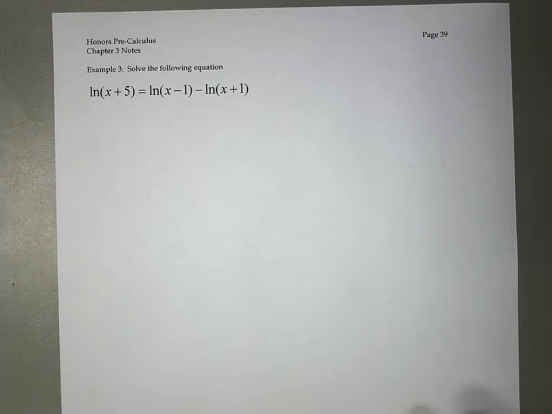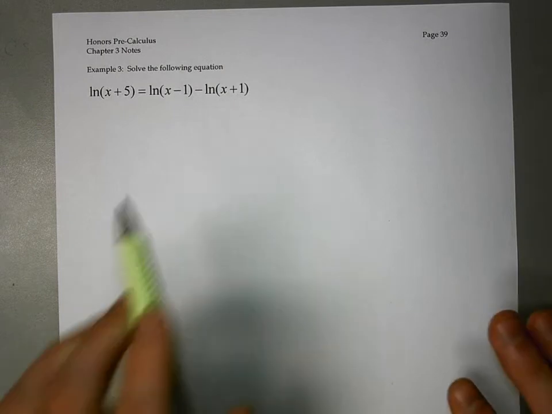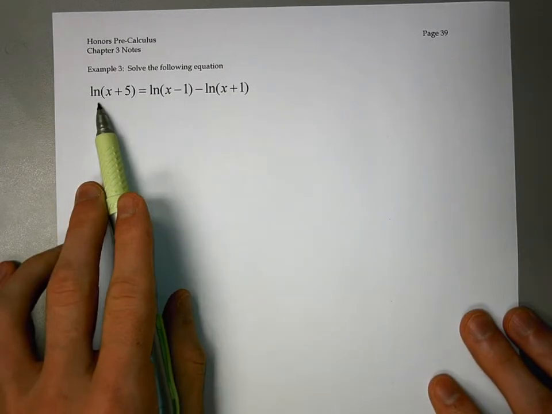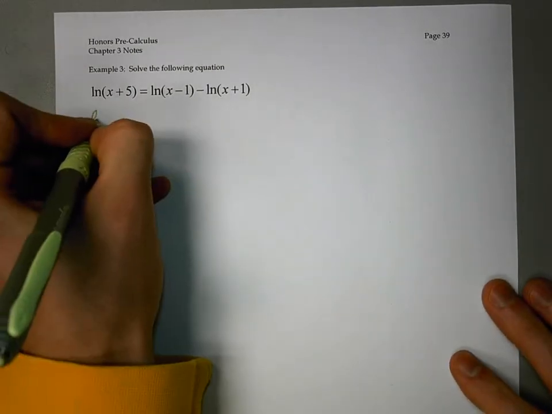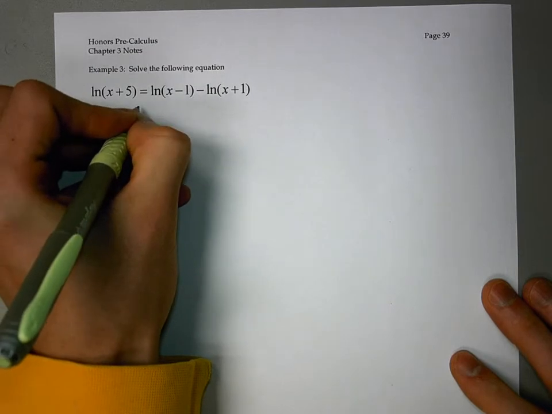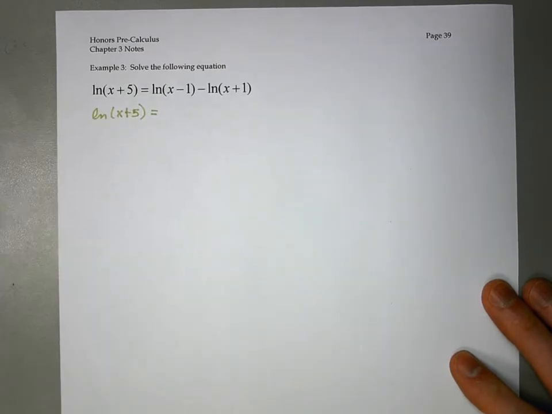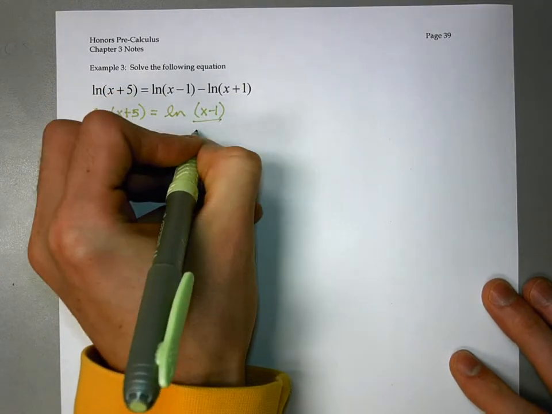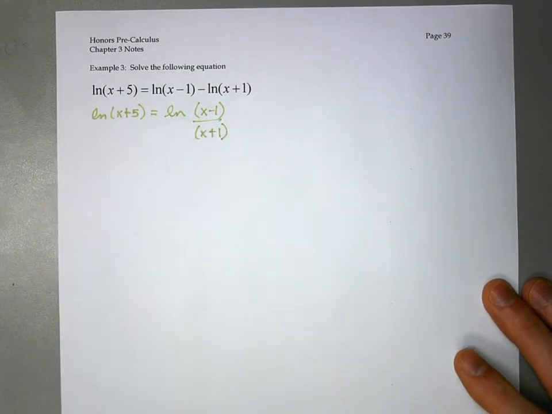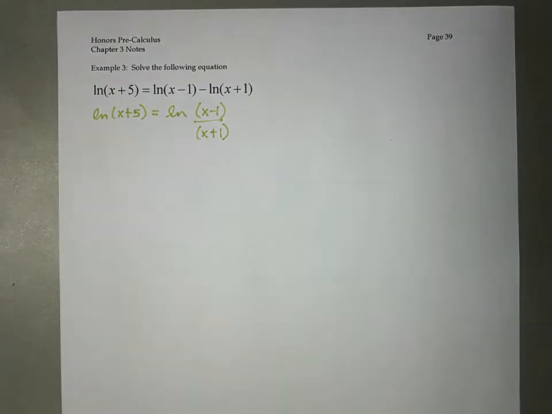And if I want to combine that into a single natural log, I can use the quotient property. The nice thing about that then is I'll have a single log on the right, a single log on the left. I can use my one-to-one property and then solve. So here, ln of x plus 5. And on the right-hand side, I'm going to use the quotient property, which means I can rewrite both of those logs as a single log.